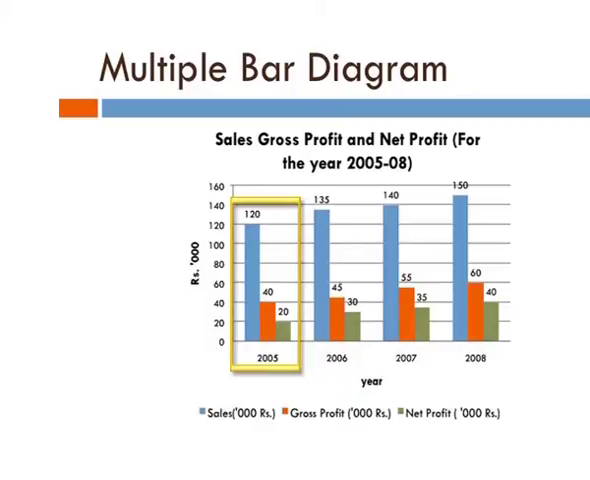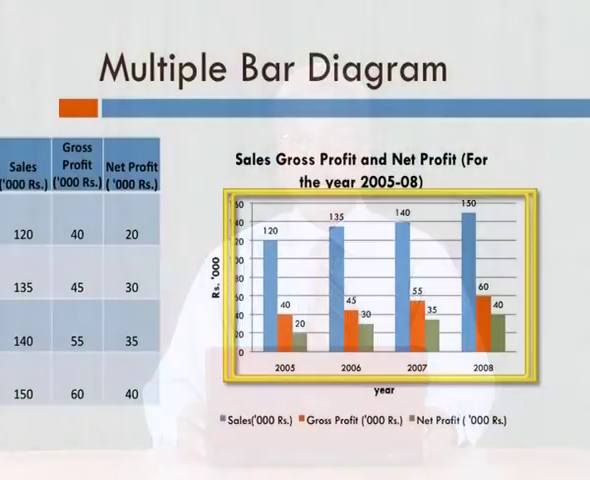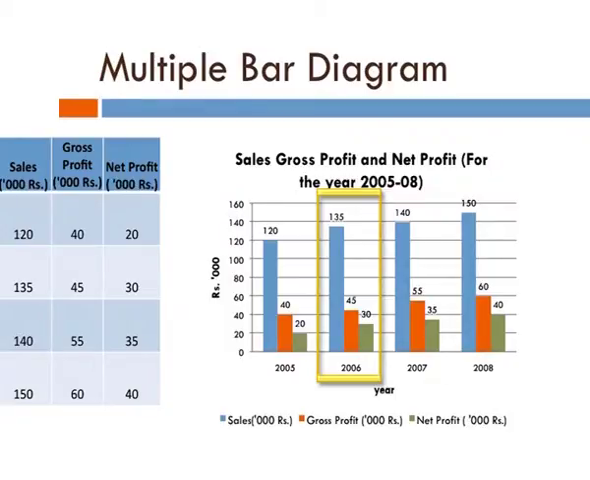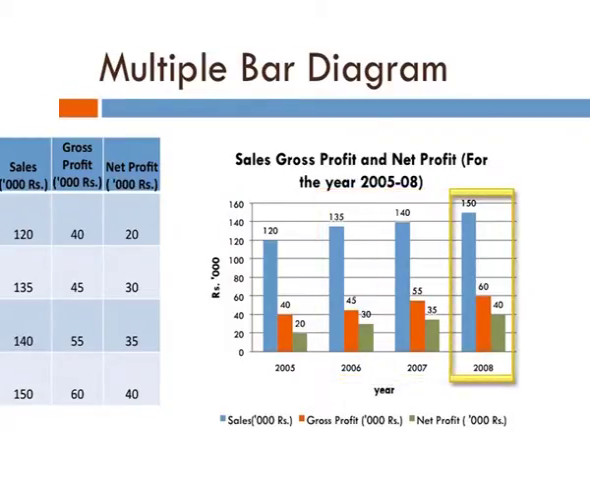For example, in the year 2005, the first component is the sale. So, the first bar will have a height proportional to the sale. The second bar will have a height in proportion to the gross profit and the third bar will have a height in proportion to the net profit. So, this is a set of three bars for the year 2005. The number of bars will depend on the number of components of the variable. Then, leaving a gap, we draw three such bars for the years 2006, 2007 and 2008.